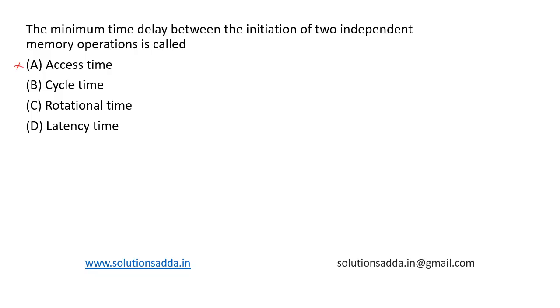Now let's see cycle time. Cycle time is the time measured between the start to access one memory operation from RAM and the next access that can be started. It is the minimum time delay between initiation of two independent memory operations. So cycle time is the right answer here. Then we have option C, rotational time. Actually, rotational time is the time taken to read or write a head from one sector to another. Latency time is actually the delay that can occur in a network when an action is performed. So based on the options, option B, cycle time, is the correct answer here.